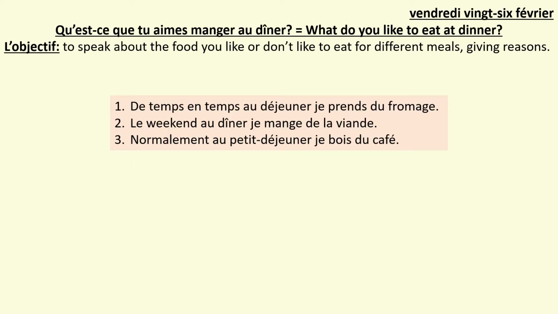As always, I'd like you to copy the date, copier la date, and write it in French and underline it neatly, and then write down the title in French and in English. Qu'est-ce que tu aimes manger au dîner? What do you like to eat at dinner? Underline that neatly as well in your book, and then write down the objective: to speak about the food you like or don't like for different meals, giving reasons. Pause to do that now, press play to go on.